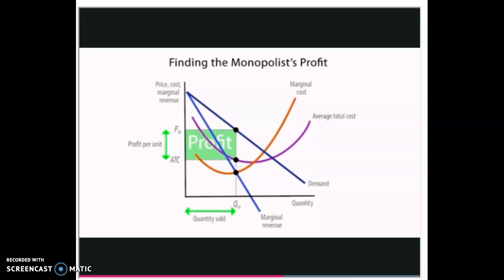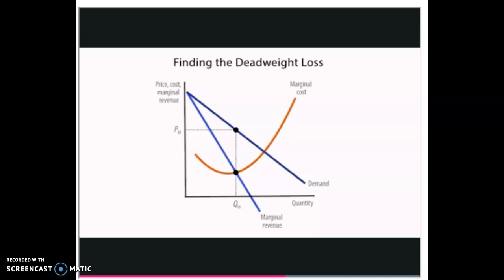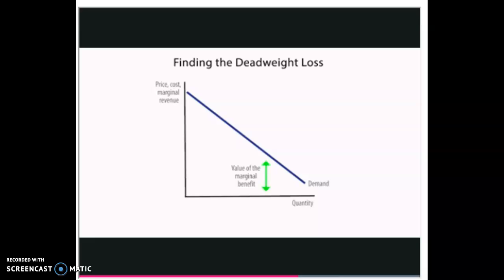Now let's discuss the deadweight loss that a monopoly creates in the absence of externalities. The height of the demand curve represents the value of the marginal benefit society receives from each unit. The optimal quantity for society, QS, is found where the demand curve crosses the marginal cost curve.